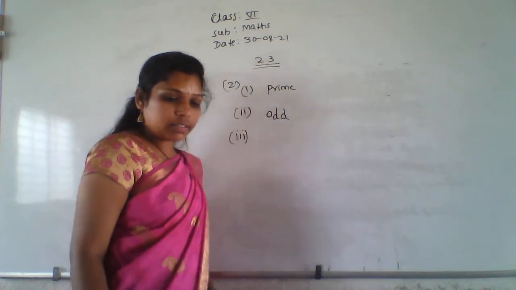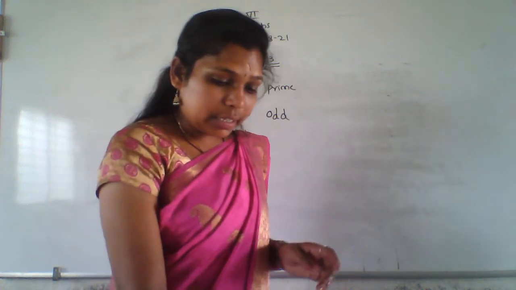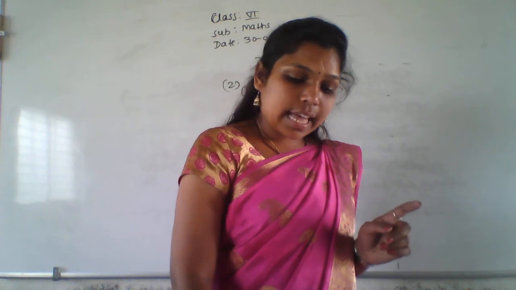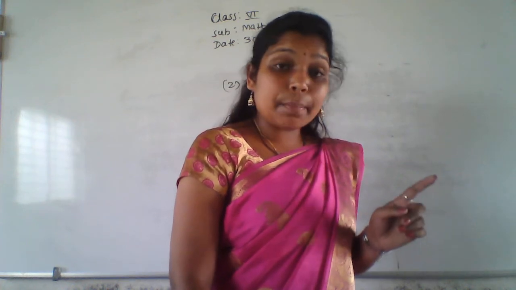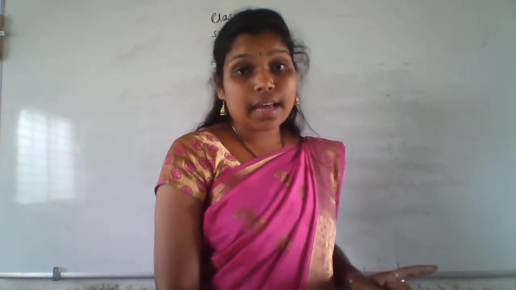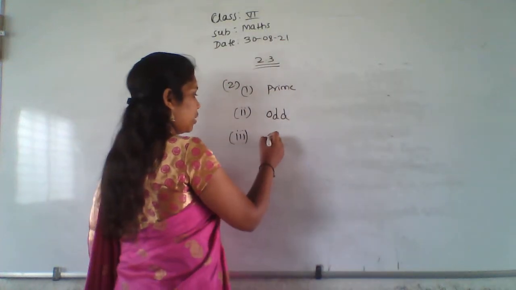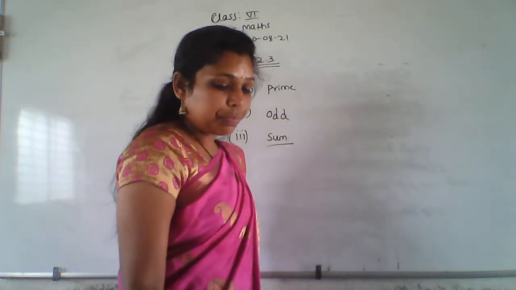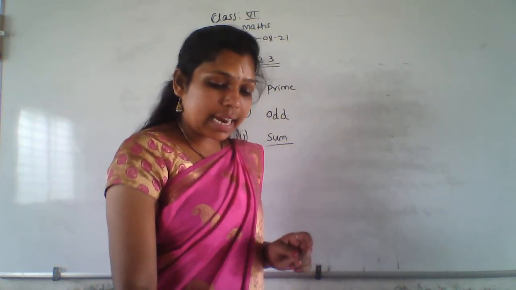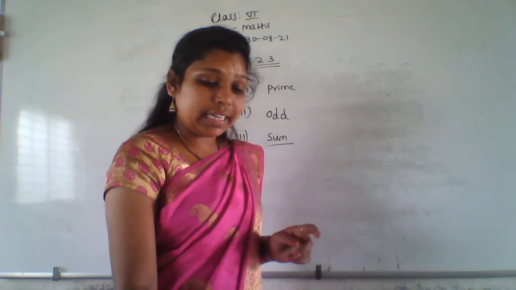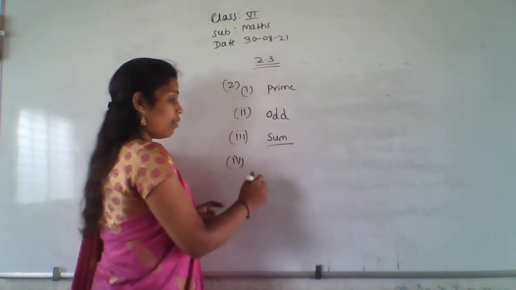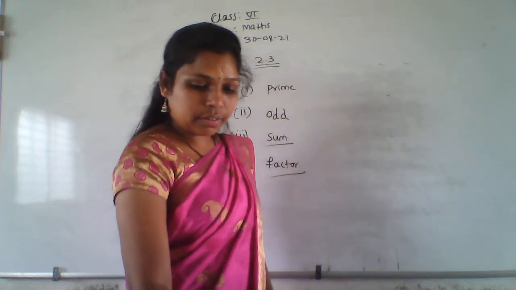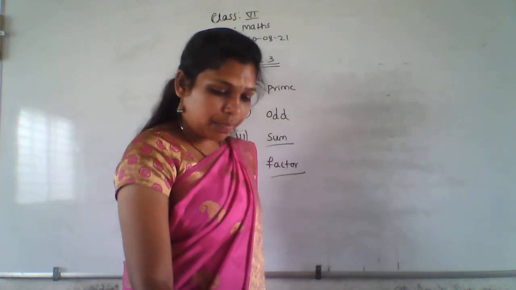Next, the third one. A number which is equal to the dash of its factors other than itself is called a perfect number. I just told the definition, right? Sum. The answer is sum. Fourth one. If a number A is exactly divisible by B, then B is a factor of A. The answer is factor.